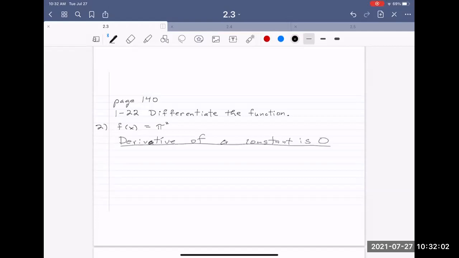Because the derivative of a constant is 0, the derivative of pi squared is 0. Just because I wrote it strangely doesn't mean it's not a constant. Pi squared is a fine constant, just like 12 is a fine constant. It's perfectly nice, and it's not a variable. There's no x's there. Therefore, the derivative of this constant is 0. Any questions about that?